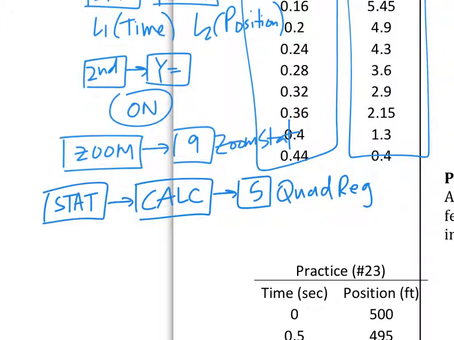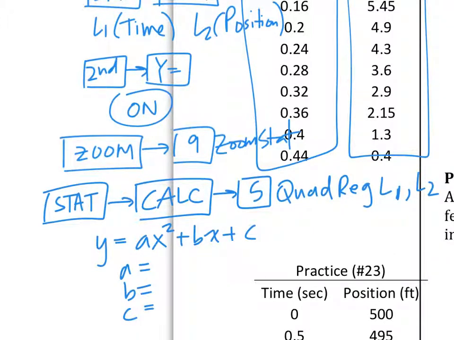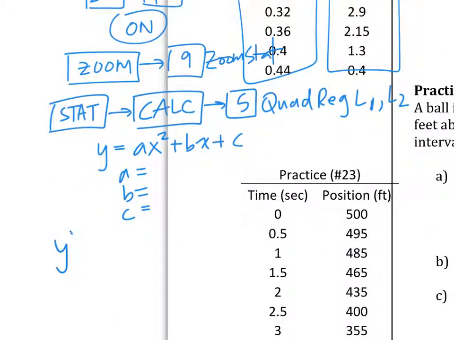Okay, and then if you have the 84 calculator, it will automatically choose L1 and L2 as X and Y. If you don't have that calculator, then you have to type in L1, comma L2. But it should automatically pick for you. Enter. Remember, your graph is going to be ax squared plus bx plus c. So a is whatever that number is, b is whatever that number is, c is whatever that number is. That creates an equation. Next, we're going to use that equation to figure out what it's doing at 0.2.